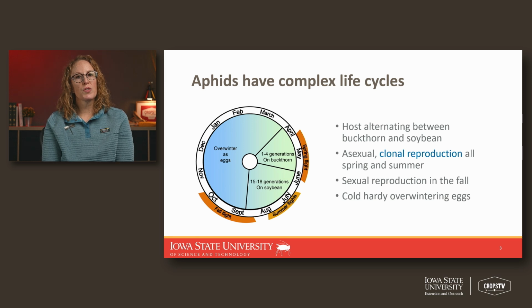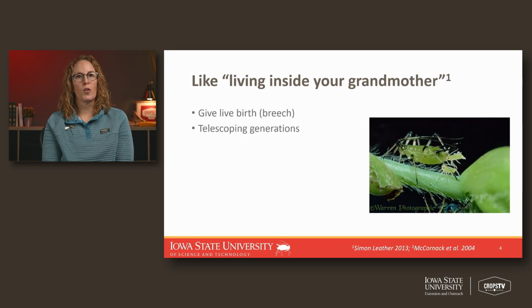So, in addition to the clonal reproduction, there's a few other ways that they can really speed up their life cycle. And the first one is that they give live birth. Unlike most insects that lay eggs that take some time to develop, aphids are born live. You can see a picture here. In fact, side note, they're all born breech. And that way, the nymphs are ready to feed that same day and can greatly speed up the life cycle.